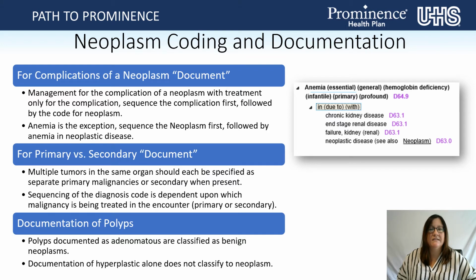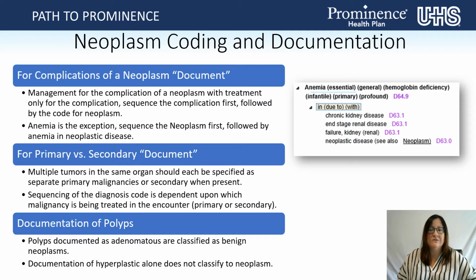Documentation and coding continued for neoplasms. For complications of a neoplasm, your documentation should include management of the complication of the neoplasm. With treatment only for the complication, sequence the complication first, followed by the code for the neoplasm. Anemia is the exception. Sequence the neoplasm first, followed by anemia in neoplastic disease.